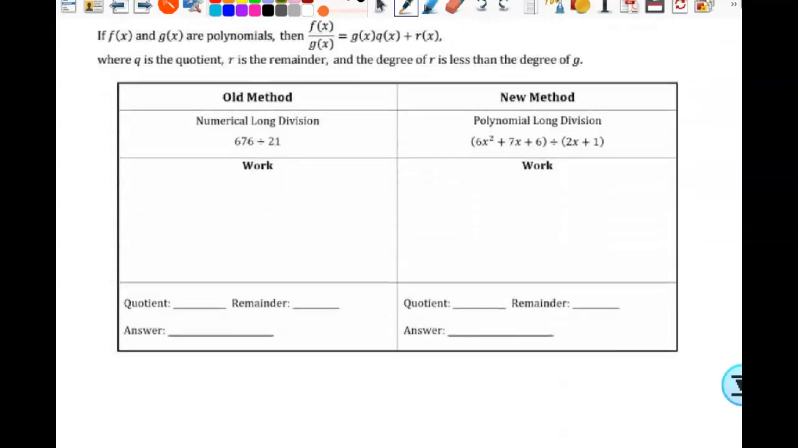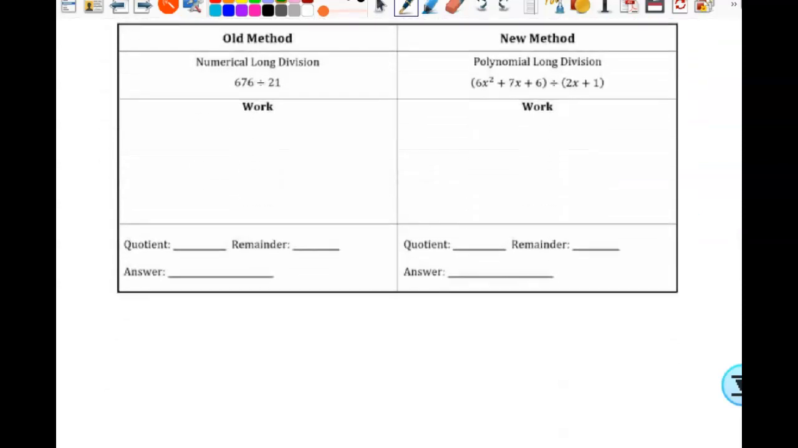So for those of you that were already rock stars at it when we started, good for you. For those of you that might have struggled a little bit, this might help you again. This is really the same way I introduced it to you. We're going to start with the old method, what you learned in elementary school: 676 divided by 21. So I'm going to take that 21 divided into 676.